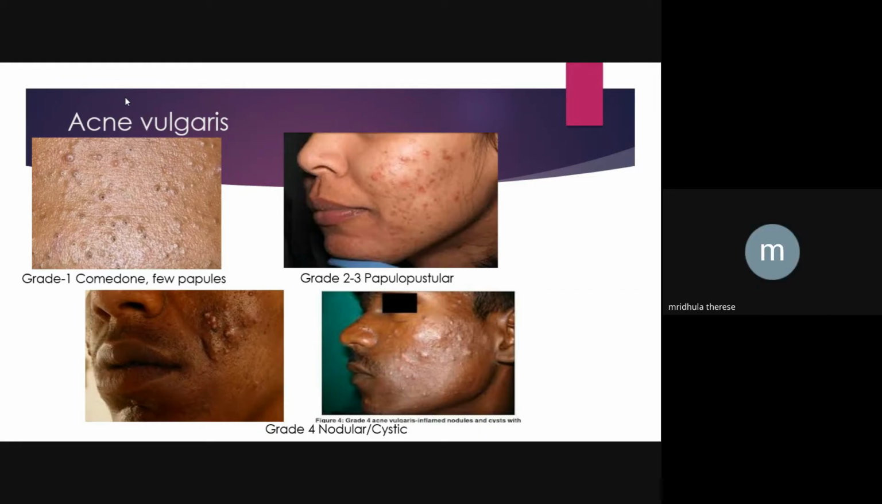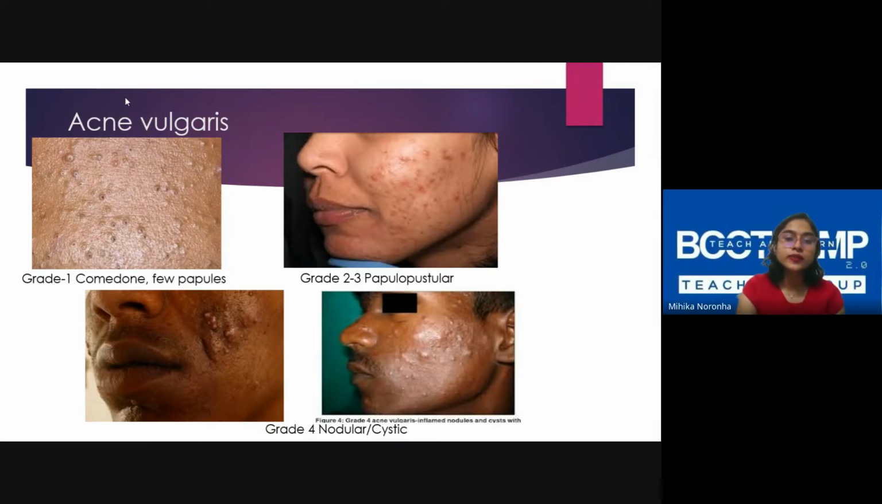It's on the slide. Grades of acne vulgaris. Grade 1 is just comedones, and it could be whiteheads or blackheads, with papules. And grade 2 to 3 it's mainly more of papules and pustules. And grade 4 is nodules and cystic. That's nodulocystic acne, grade 4. Excellent. Namnita, go ahead with the treatment.